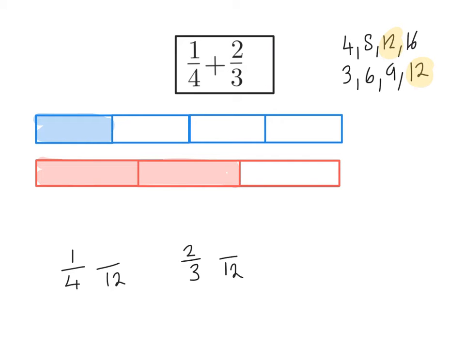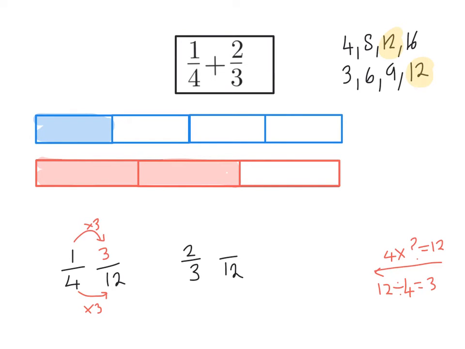Now to make sure they're equivalent fractions, I need to make sure that whatever I do to the top, I do to the bottom. So here I've done 4 times something is 12. What's that something? I need to do it backwards, inverse operations. 12 divided by 4 is 3. So I've timesed by 3 on the bottom, so I need to times by 3 on the top. 1 times 3 is 3, so I've got 3/12.